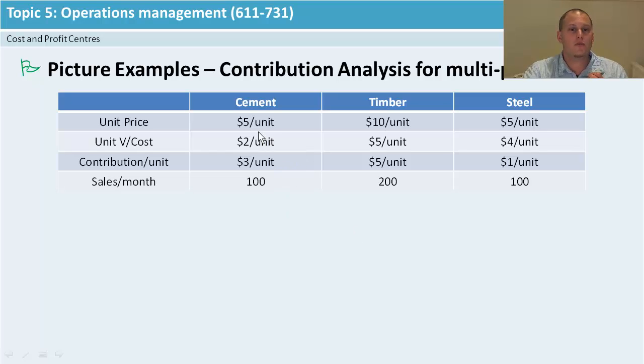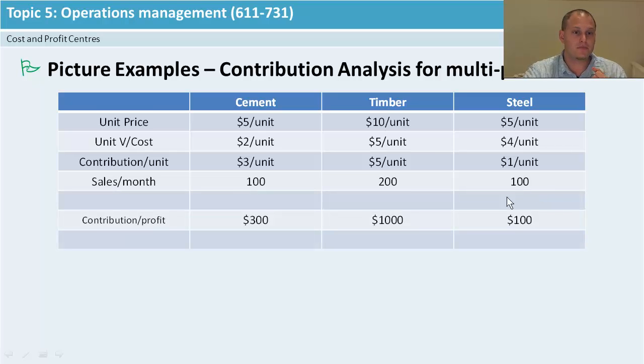So the overall contribution is the 5 minus 2 gets me the 3, the 10 minus the 5 gets me the 5, and the 5 minus the 4 gets me the 1. It's pretty obvious maths, but I'm just spelling it out so everyone gets it. So if I'm going to be doing 100 sales, 200, 100, if I want to work out how much profit I'm actually making, I'm going to be doing my 3 times my 100, my 5 by my 200, and my 1 by my 100.